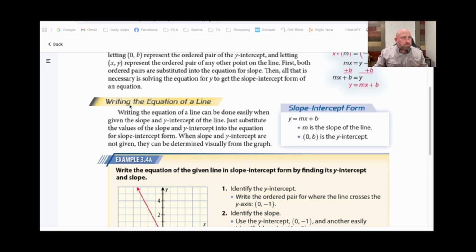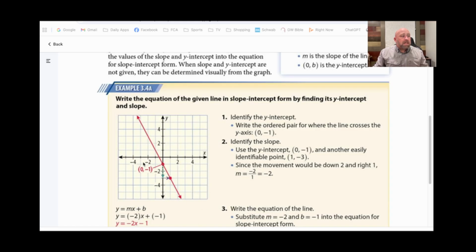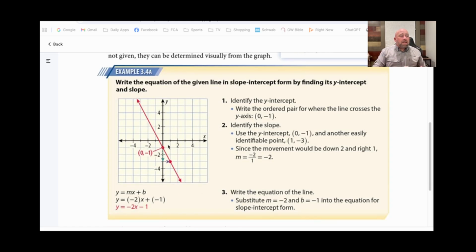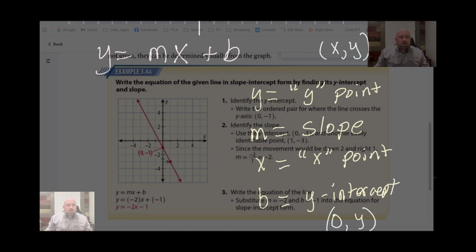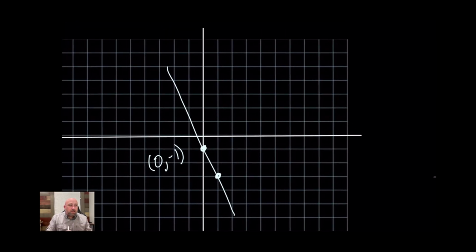All right, so jump back over there in your book and let's finish looking through this. We can write the equation of a line if they give us something on the graph. So if they give us this graph, we can go back and write the equation of the line. Well, how would we do that? Let's take a look over here, and here's the illustration that's in your book.